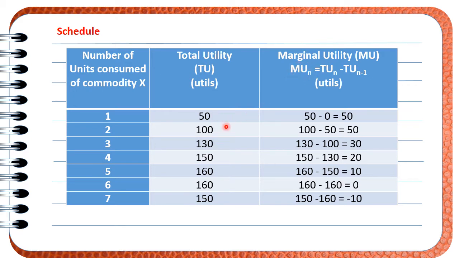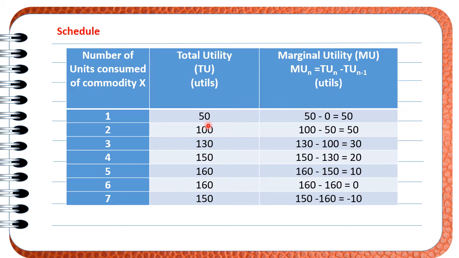Earlier, when we are not consuming anything, the total utility might be zero. So when we consume 1 unit of a commodity, the utility is 50. Then we consume 2 units, the total utility becomes 100 and so on. Let us see the marginal utility. When we consume the first unit of commodity, the marginal utility is 50 minus 0. When we consume 2 units, the marginal utility is 100 minus 50, that is 50. When we consume 3 units, it will be 130 minus 100, that is 30 and so on.